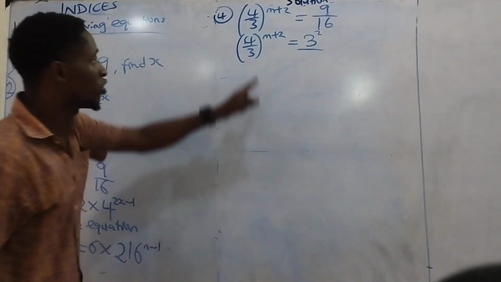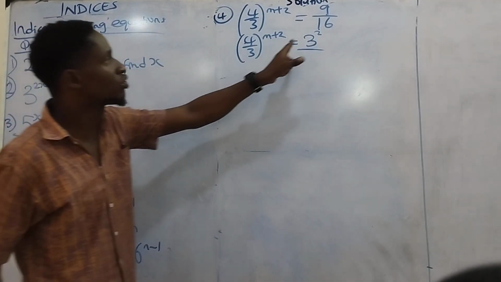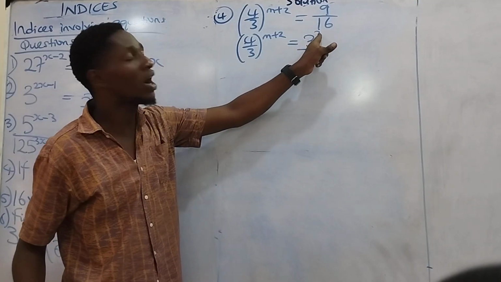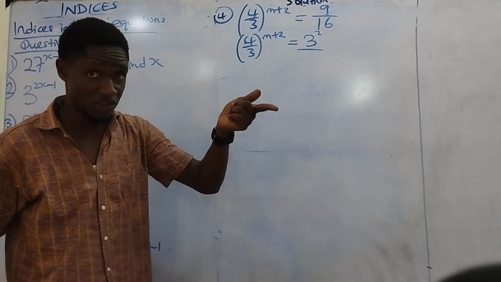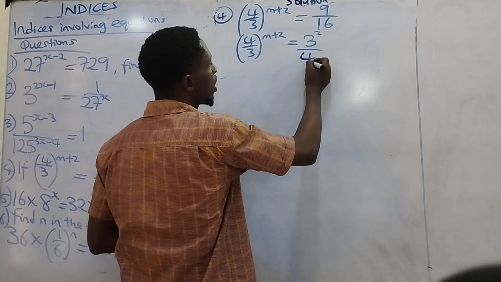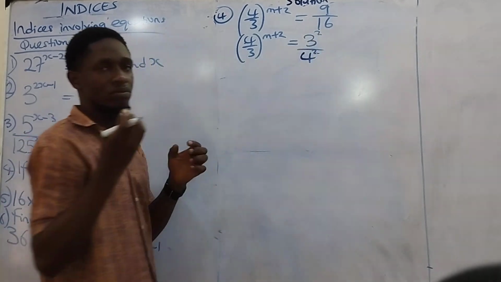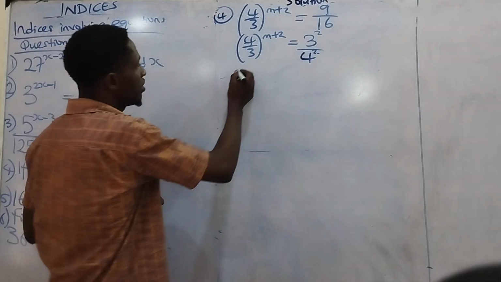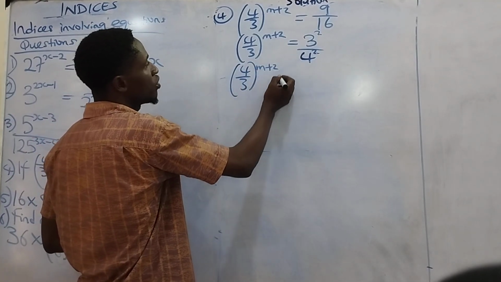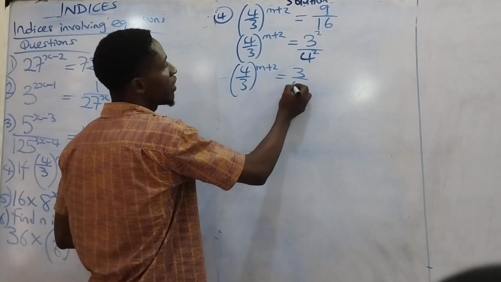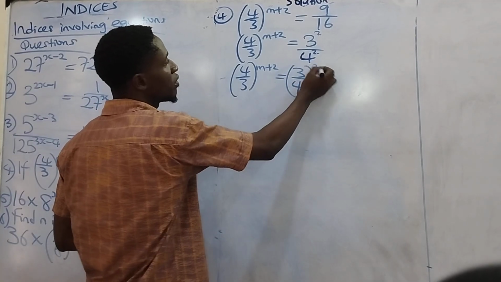In this scenario, we are considering we have 4 and 3. Since we have 3 squared here, this should be 4 squared instead of 2 raised to the power of 4. Are you seeing what is happening? So we have 4 squared, so that this power can be in unity. And this is the same thing as 4 over 3 bracket n plus 2 is equal to 3 over 4 bracket raised to the power of 2.